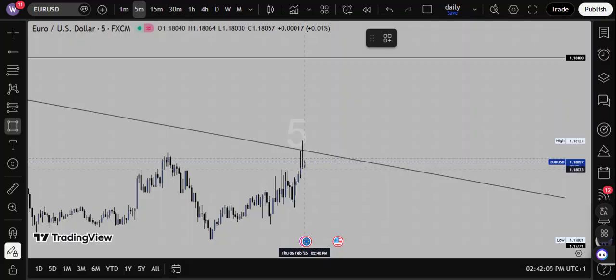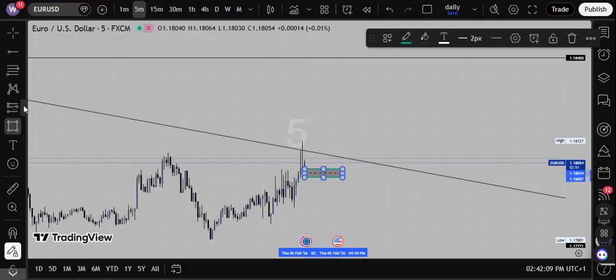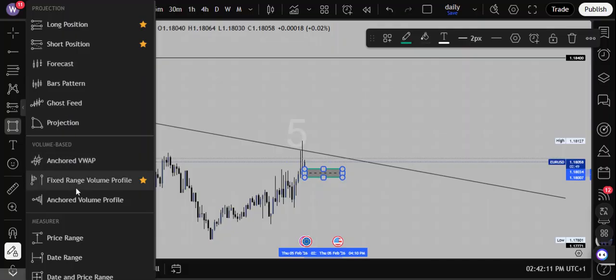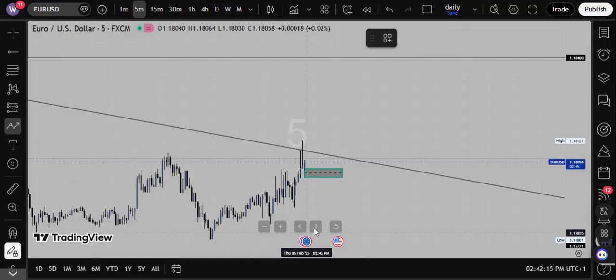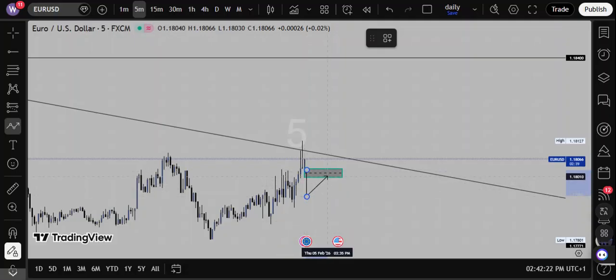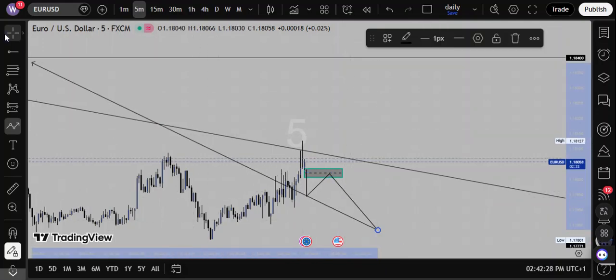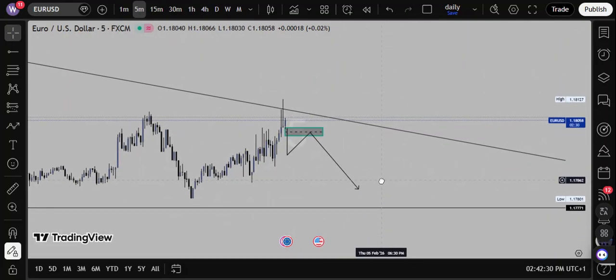If price gives us a bearish fair value gap right here, we expect price to what? Retest that fair value gap. We expect price to what? To give us a pullback here. We test this fair value gap, we take our entry, our target all the way to the downside. Right? We target all the way here.